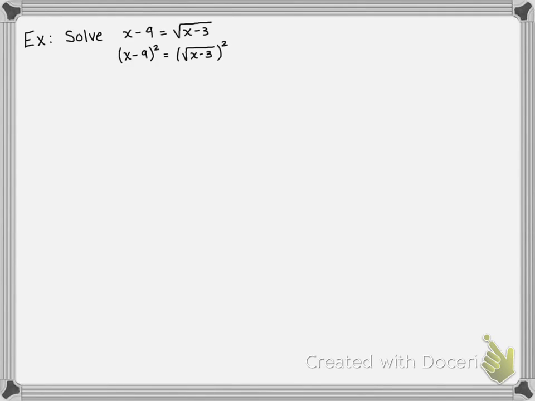Okay, so on the left side, I'm squaring x minus 9, which remember is x minus 9 times x minus 9. It's not the same as squaring both x and 9. On the right side, what do I get when I square that? Just x minus 3. Yep, just x minus 3, because the exponent undoes the radical. So then we're going to distribute.